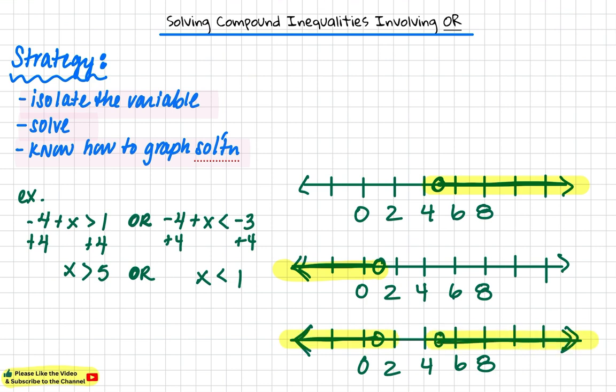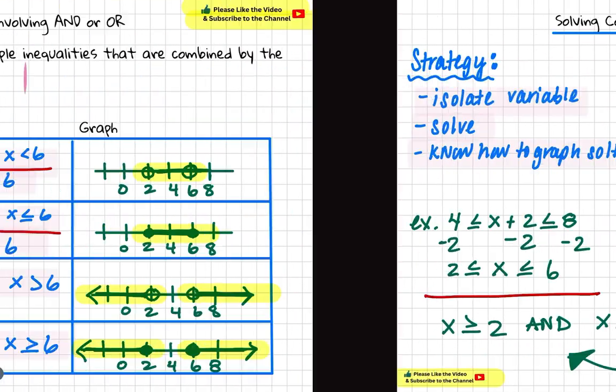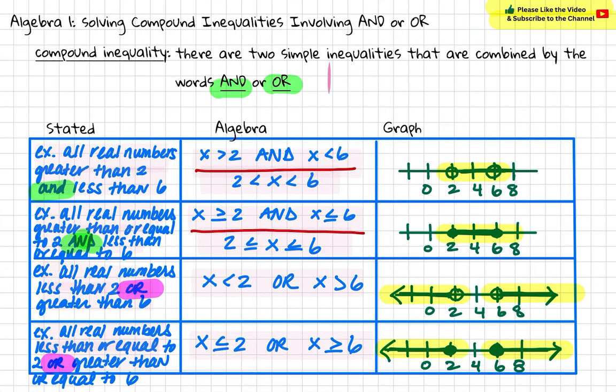That's how the graph will typically look for "or." There's going to be a space where there are no solutions, and then the solutions are flanked on the opposite sides of that space, as you'll see here in this graph. "And" has an overlapping section called a union. The "or"s do not have an overlapping section.